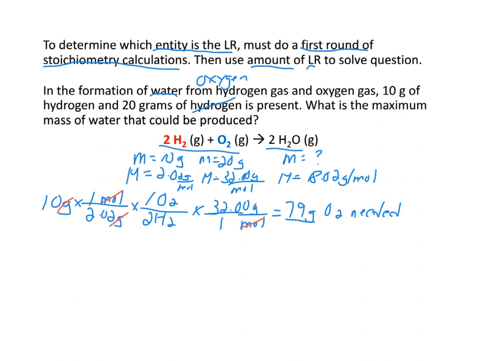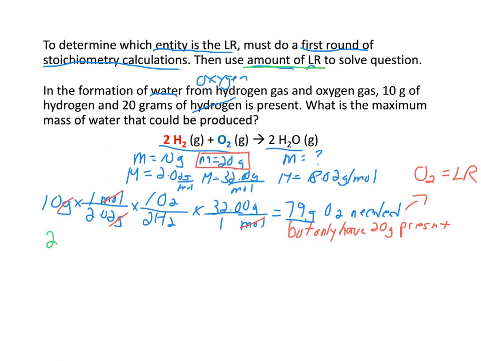However, we notice that we only have 20 grams of oxygen present. So we say, but only have 20 grams present. So then we know that O2 must be our limiting reagent because we don't have enough to completely react our hydrogen. So now, let's do stoichiometry using the amount of limiting reagent, in this case oxygen, to solve our question.